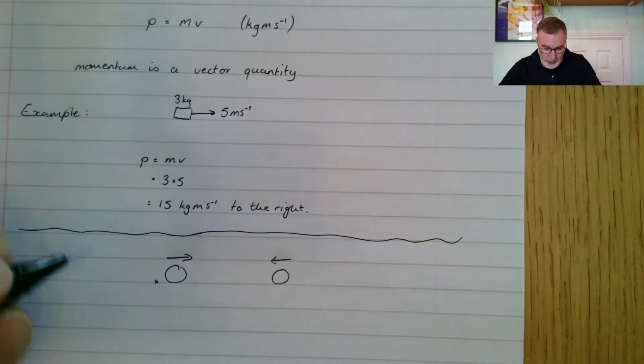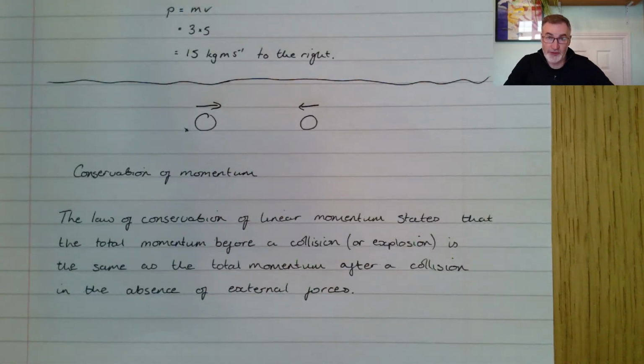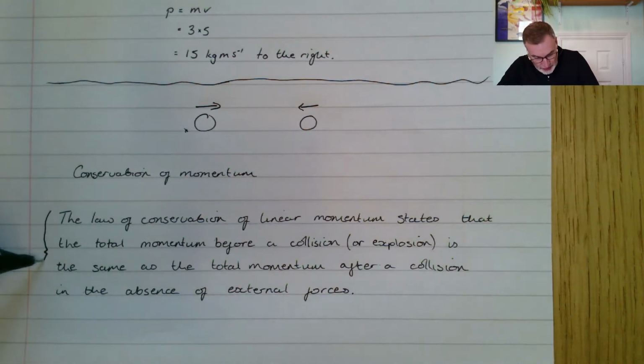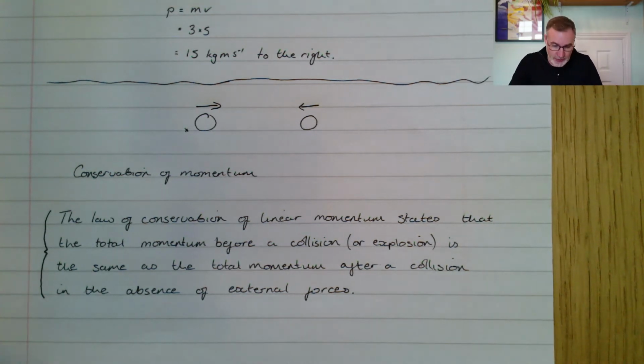And that's where we come on to the law of conservation of linear momentum. The law of conservation of momentum, as you can see here, states that the total momentum before a collision or an explosion, which we're going to treat as just another type of collision, is the same as the total momentum after a collision in the absence of external forces. Now this is something that you are asked quite regularly. You're asked to state what the law of conservation of momentum is. And the easiest way to state it is that momentum before a collision is equal to momentum after a collision.